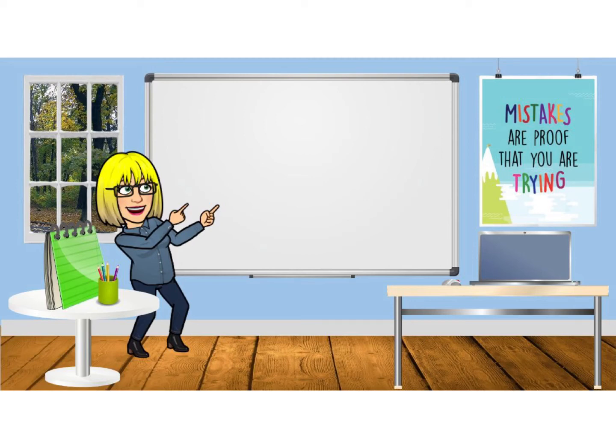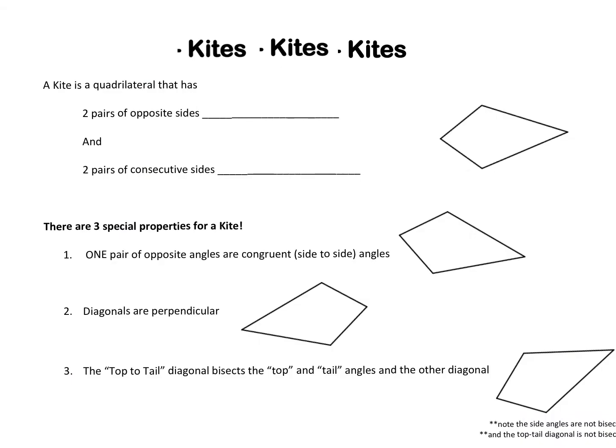Hello, this video is about the properties of kites and how to find the area of a kite. A kite is a quadrilateral, has four sides, 1, 2, 3, 4, not a parallelogram, but a quadrilateral that has two pairs of opposite sides that are non-congruent.